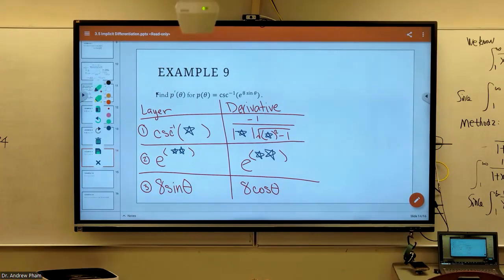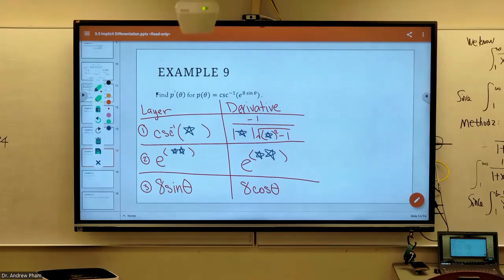All right, so I'm going to go ahead and talk about this problem. So if I look at this function, arc cosecant of e to the 8th sine of theta, I see that this has actually 3 layers. The first layer being cosecant inverse of something. My secondary layer being e to a power. And my third and final layer being 8 sine of theta.